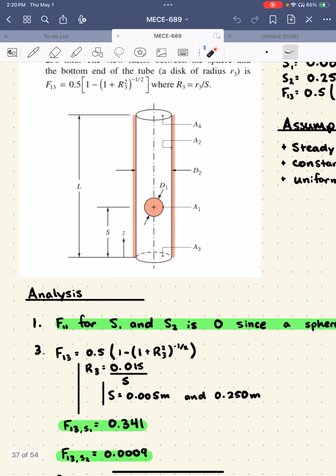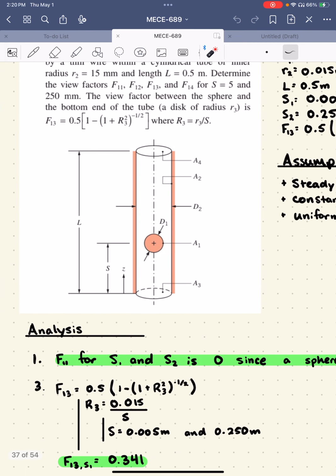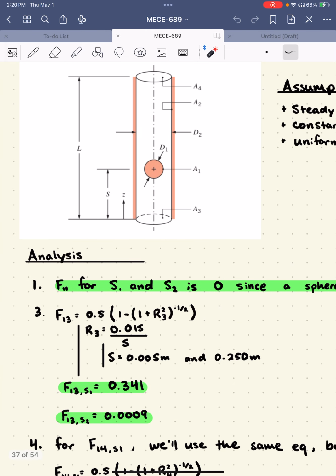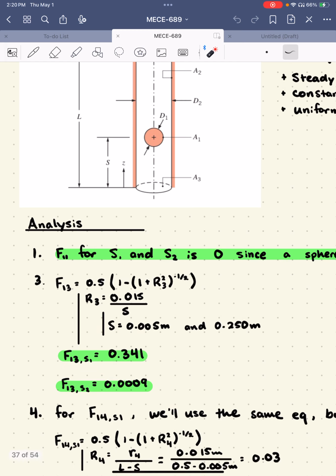Now, for F13, we're given this equation where R3 here is defined by the radius of the cylinder divided by how far along in the cylinder it is. So we have to solve this equation twice, F13S1 and F13S2, depending on where it is inside of the tube.